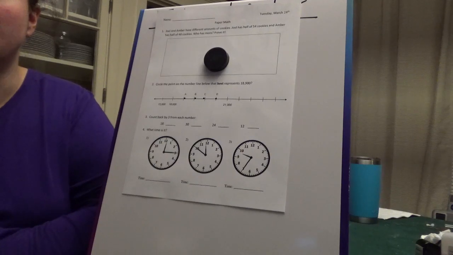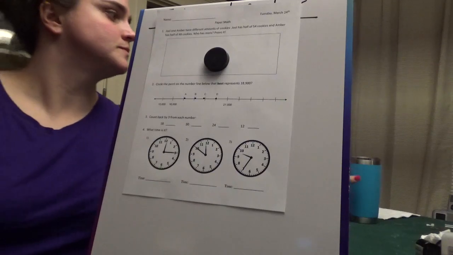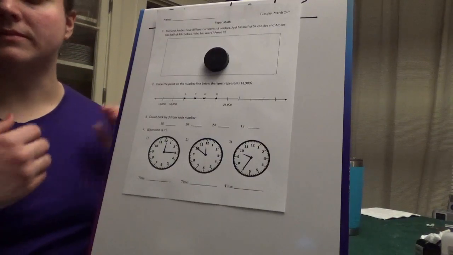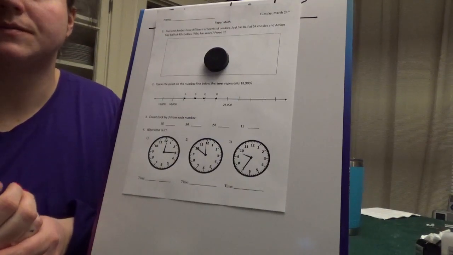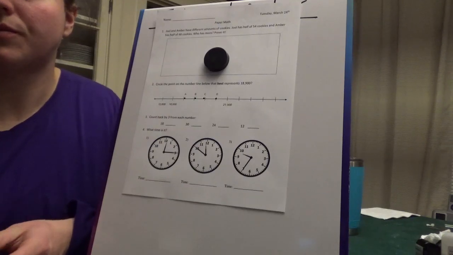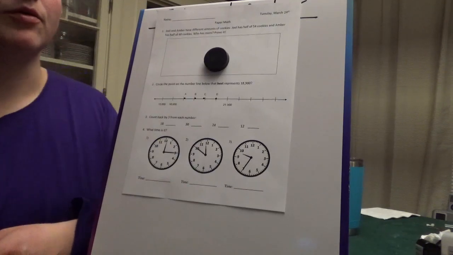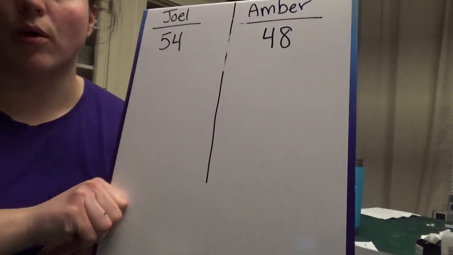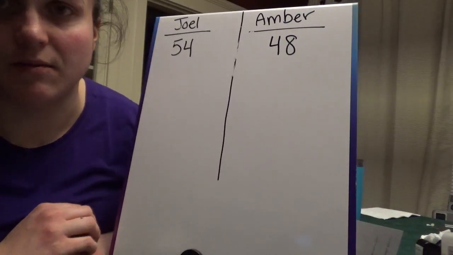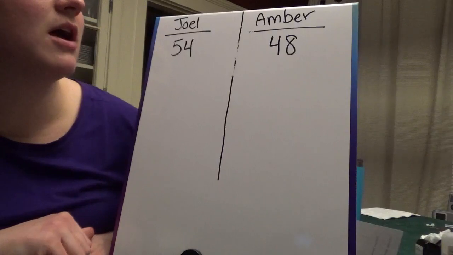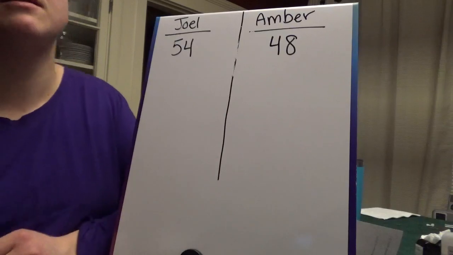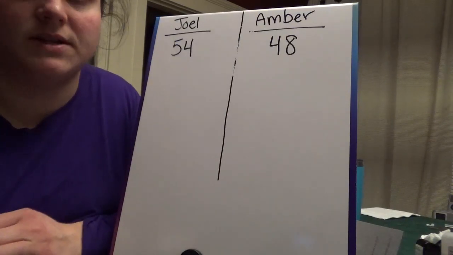Take about another 15 seconds. Okay, let's pause there. So, I already have my board set up. In order for us to figure out who has more, Joelle or Amber, we need to figure out what half of these numbers are. Now, when you take a look at these numbers, I always say to my class that the easiest way to figure out a half of a number is by choosing the number that has an even digit in the tens place and an even digit in the ones place.